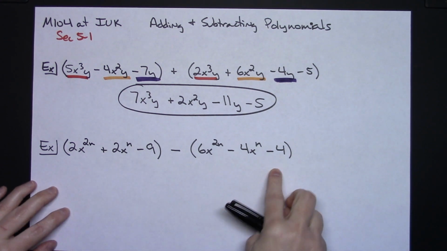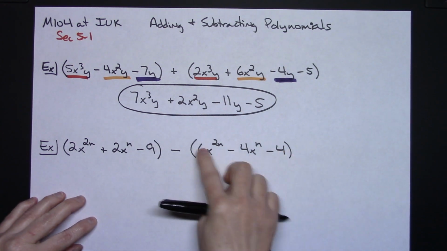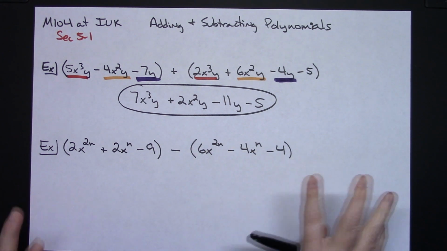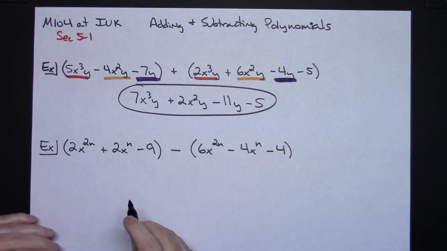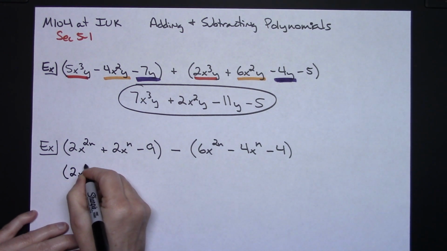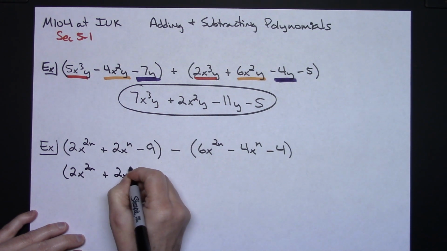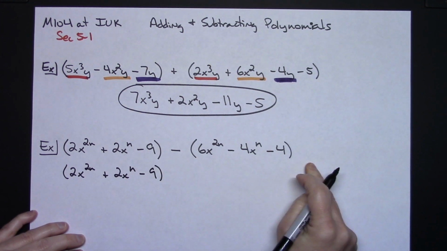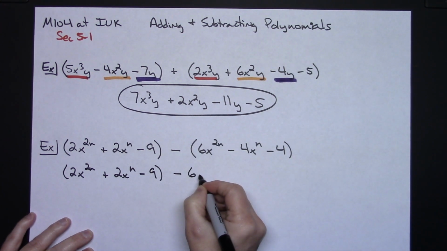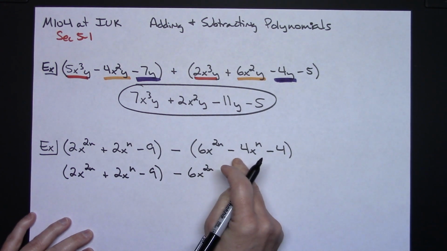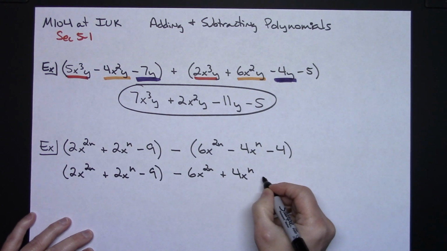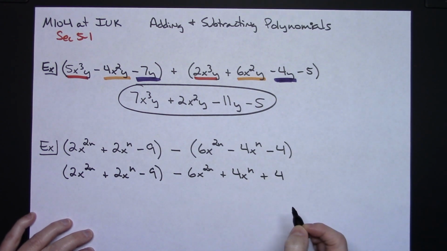Now for subtraction on polynomials, since this is a polynomial, I have a set of parentheses around that. I'm subtracting this quantity. I've got to go through and change the sign. It's the same thing as multiplying through by a negative 1. So I am actually going to show that step. I'm going to have 2x raised to the 2n plus 2x to the n minus 9. I'm going to drop this set of parentheses because I'm going to go through and change the sign. I'm going to have a minus 6x raised to the 2n, change the sign, so I'll have a positive 4x raised to the n. Again, change the sign, so I'm going to have a plus 4.